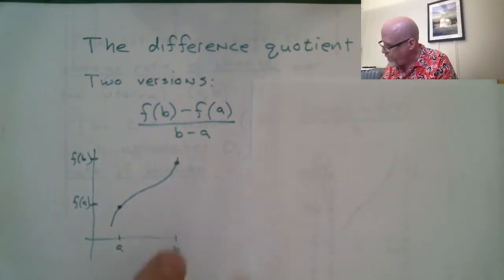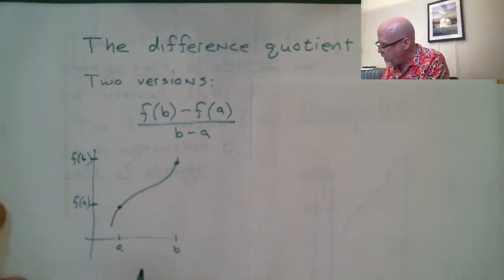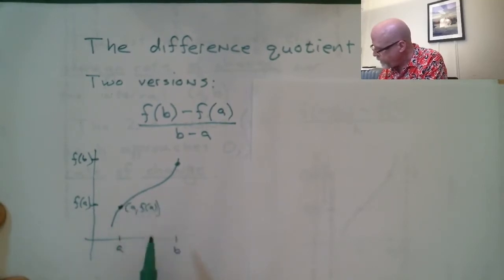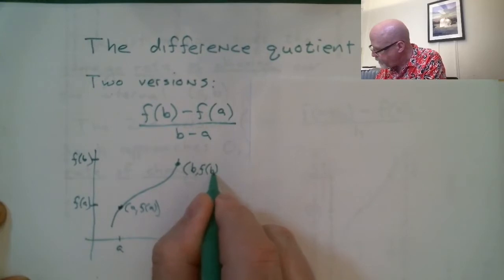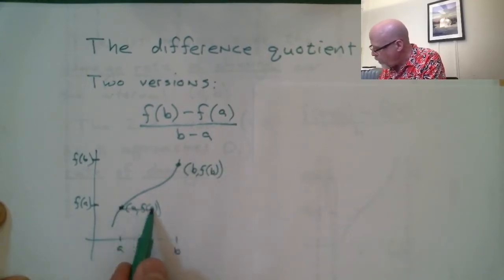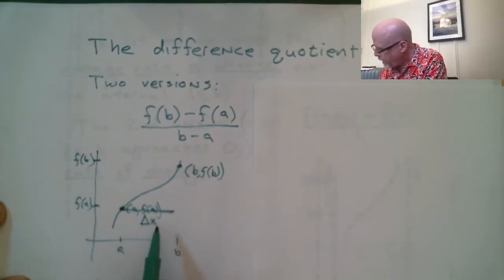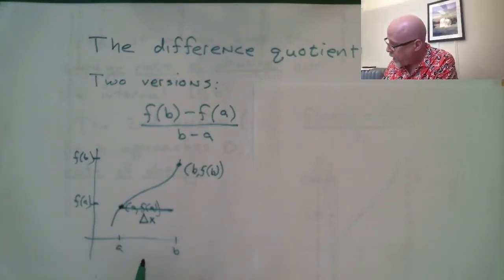Let's finish this version of things first, and then we'll do the second one. See how far apart these points are from a to b? This is really the point a comma f of a. And this one up here, that's the point b comma f of b. But this horizontal distance between the two points is often called delta x. Delta is a Greek letter. You may have seen it in fraternity and sorority things. It looks like a triangle, but it's actually the precursor to our modern letter D.